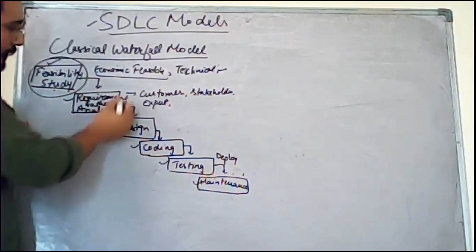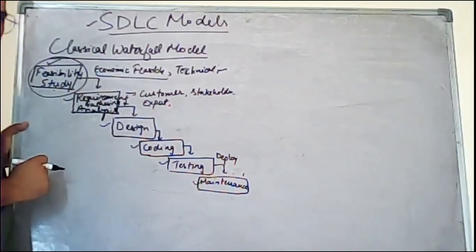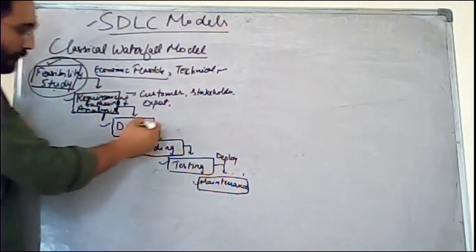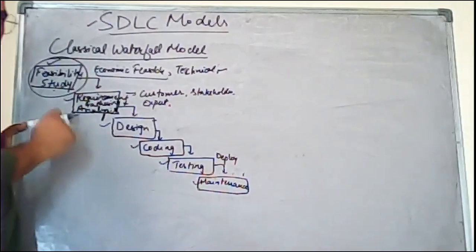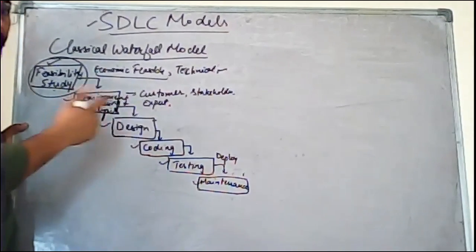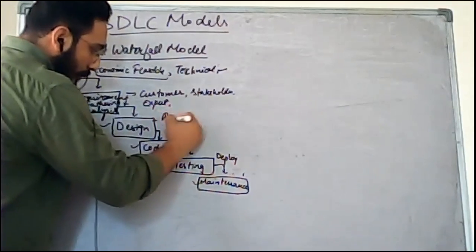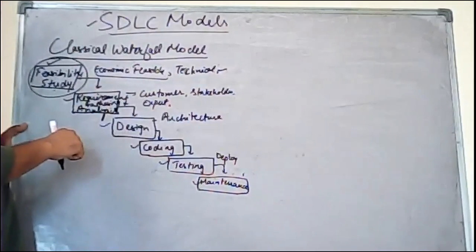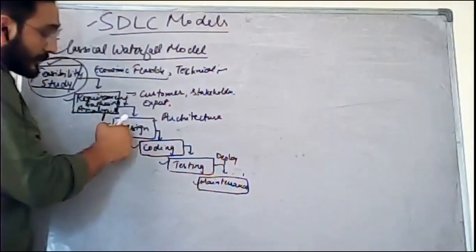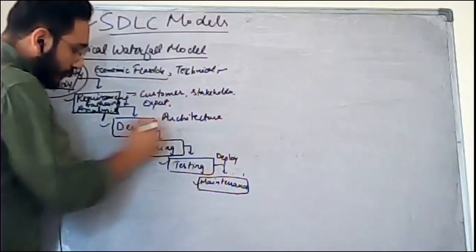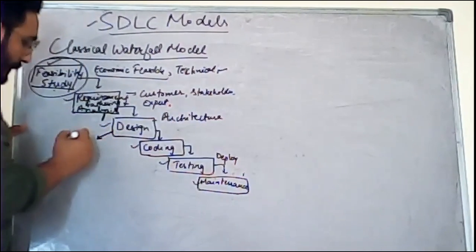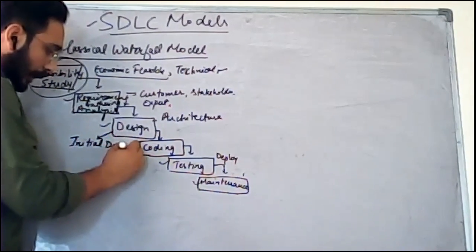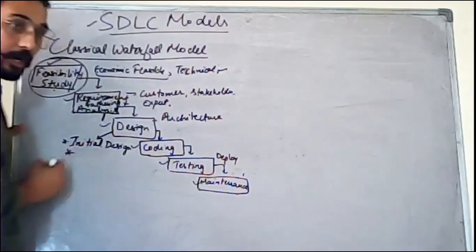Then after completing the requirement and analysis, it will be handed over to the next phase, that is the design phase. In your design phase, there is another team member who will create the architecture of that product or software design. And design is further divided into two parts. There is the initial design, and second is your detailed design.